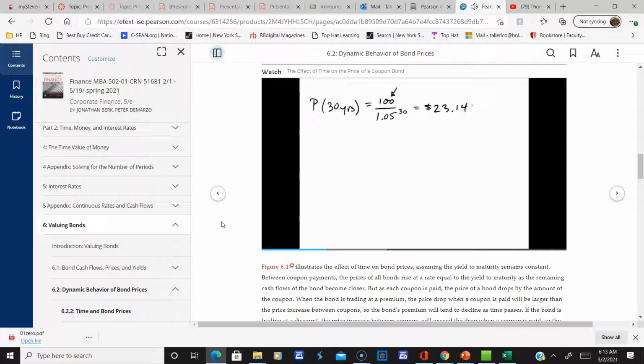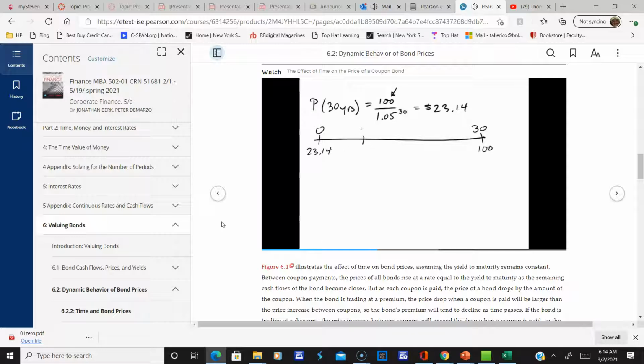Now the question is, let's say that the yield to maturity stays at 5%, and you want to know what the price of the bond will be 5 years later. And then imagine you actually bought the bond at $23.14 and you sell it 5 years later. What's your return going to be? Well, let's think about what's happening here. You're buying a 30-year bond when it's initially issued. Okay, so it has a $100 payment in year 30, and we figured out that the price is $23.14 today.